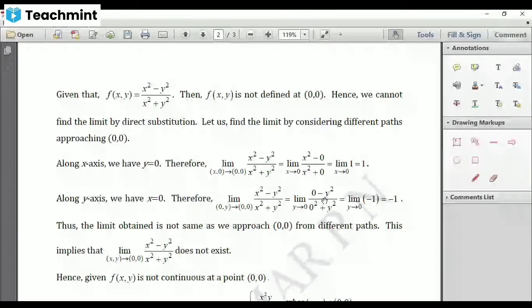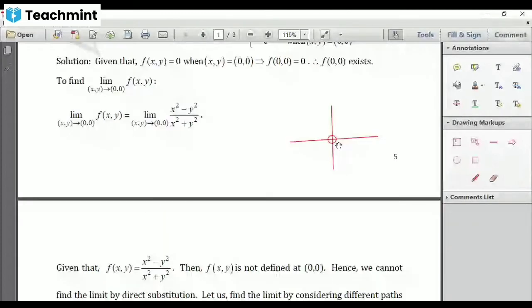Simply you'll get minus 1. Limit of minus 1 is minus 1. See, we know that limit of a function exists only if we approach the ordered pair a comma b along any path. The limit should remain same in all the cases.